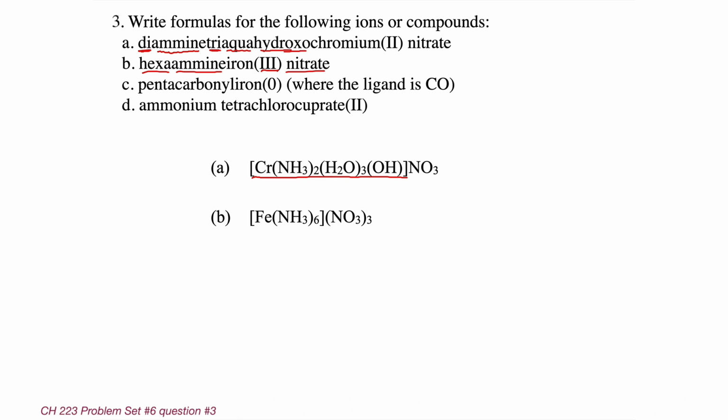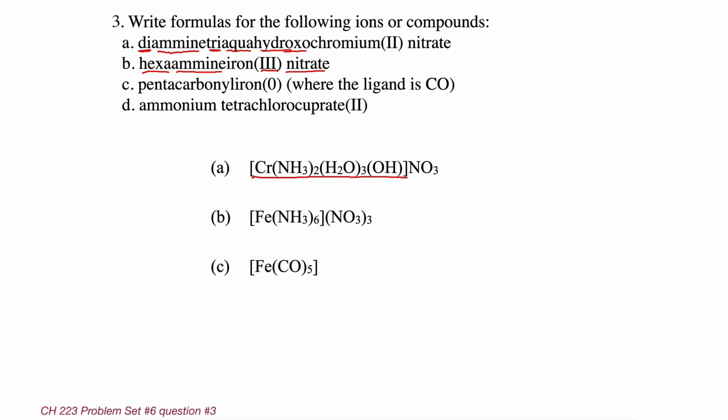Now, the next one, pentacarbonyl iron 0. Now, penta is 5, carbonyl is CO, carbon monoxide, and it's iron 0. Iron 0 literally means iron without a charge, neutral iron. So this one's actually pretty chill. You'd write Fe(CO)5 like that. People usually put it in brackets. You don't really have to sometimes, but that's the best way. Pretty mellow, not too hard.